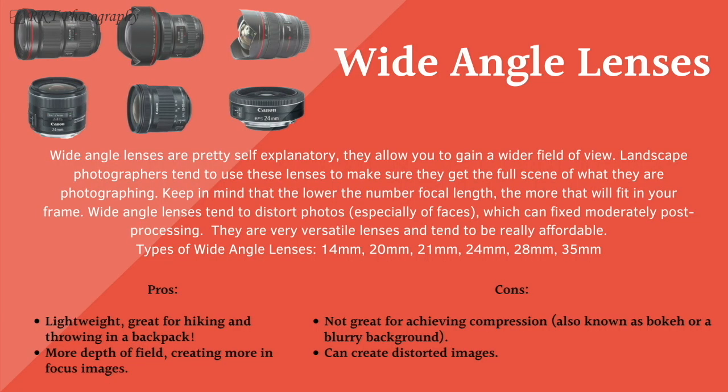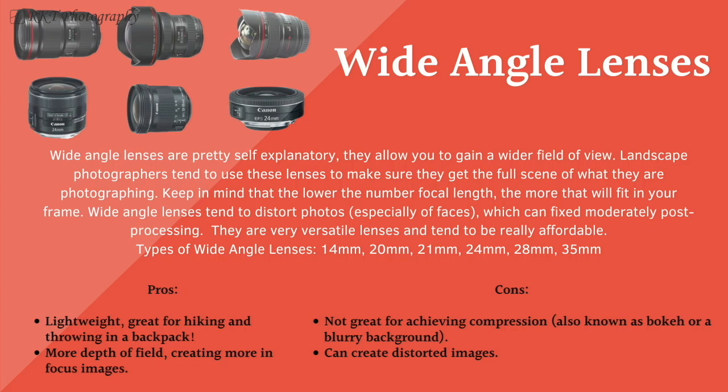Second is wide angle lenses. So wide angle lenses are pretty self-explanatory. They allow you to gain a wider field of view. So generally you will see all the landscape photographers tend to use these lenses and make sure that they get the full scene of what they are photographing. Keeping in mind that the lower the number focal length, the more that will fit into the frame. Wide angle lenses tend to distort photos, especially of faces, which can be fixed moderately while post-processing. They are very versatile lenses and tend to be really affordable.